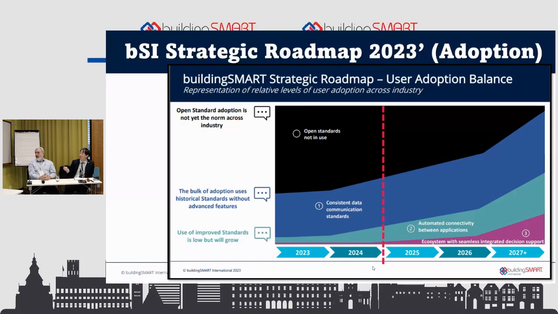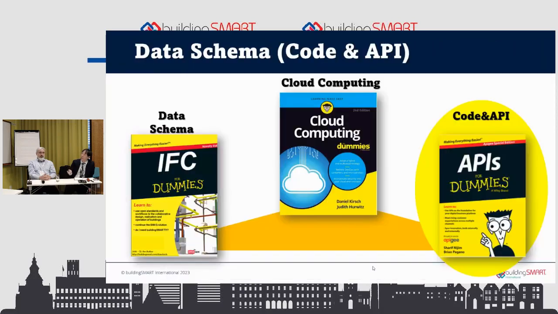And the next, here comes the ecosystem, the buzzword here, with seamless integrated decision support. So yeah, it will come, the last here, 3, but maybe the 2 goes through here. We need some kind of new cloud computing for the platform. So yeah, my mistake is this one. Here comes the code API and not the data schema.